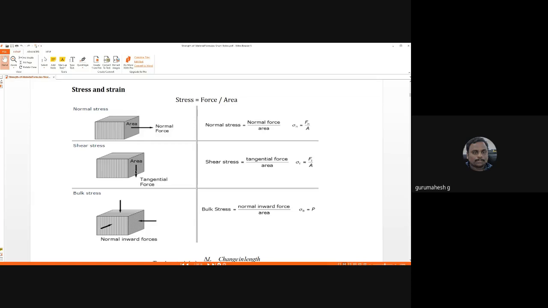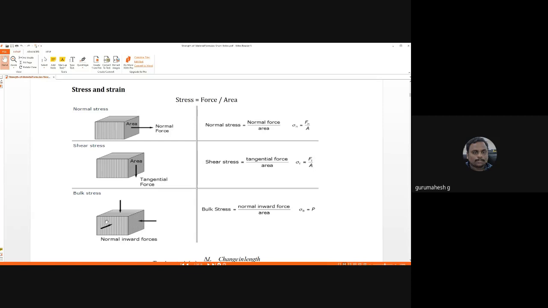Shear stress is a force acting on the surface of the body, also called tangential force. See in this diagram, the force is acting on the surface, parallel to the surface. Here the axis is perpendicular for the normal force, but these two are parallel to each other, which is called tangential force. So shear stress is equal to tangential force by area, Ft by A.